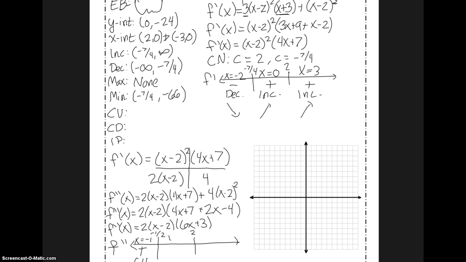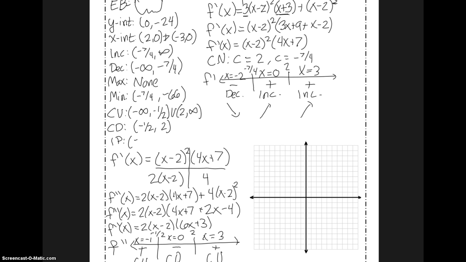In my next interval, let's pick x equals 0, and if I plug that into my second derivative, I get a negative, which means my graph is concave down. And in my third interval, let's try x equals 3, and if I do that, that's positive, so my graph is concave up. So the intervals where my graph is concave up will be negative infinity to negative 1/2, union 2 to positive infinity, concave down between negative 1/2 and 2, and then an inflection point is where concavity changes.